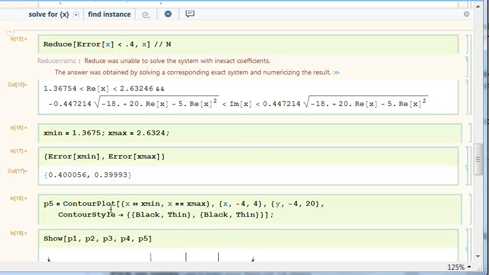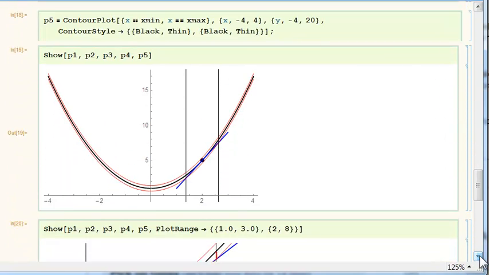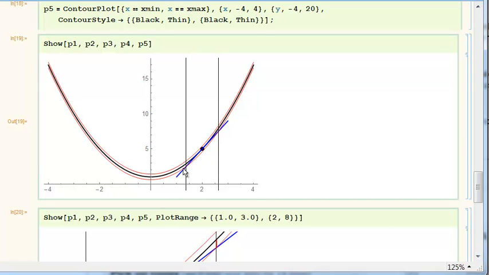So p5, using ContourPlot, there's several ways to plot vertical lines, but ContourPlot is one that works, to plot the two vertical lines at those points. And you can see those vertical lines at those error bounds are exactly where the blue line intersects the lower red shifted function.